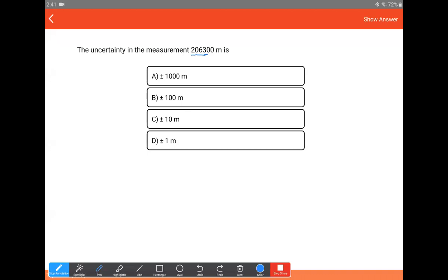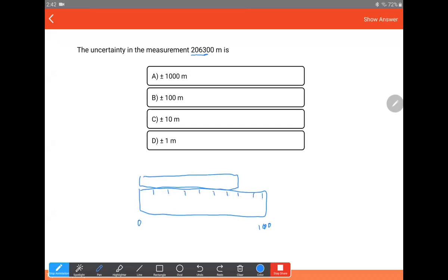Just like that ruler, right? We saw that ruler and we were measuring a piece of wood. If it only has 0 and 100, we can only guess maybe 60. If it then adds the 10 marks, we could say it's 62. Then we add the even smaller marks and we could say 62.3. Same thing here, except we are using a device that measures by the hundreds of meters.